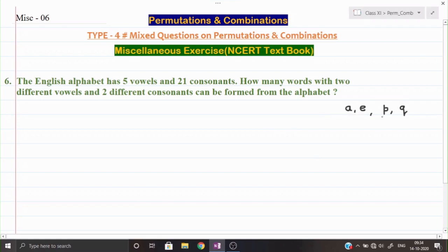Now with the help of these 4 letters, I have to make one word. That word may or may not be meaningful. Suppose I make the word E, P, A, Q. Such kinds of words we have to form, and we need to find out how many different words can be formed with 2 vowels and 2 consonants. Here I have taken the vowels A and E, but I can take A and I also, or O and U also, so different vowels and different consonants can come.